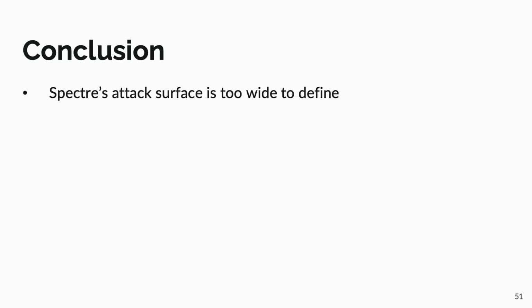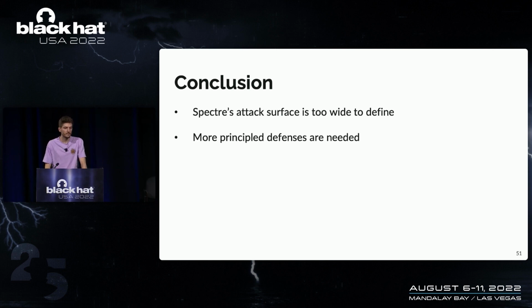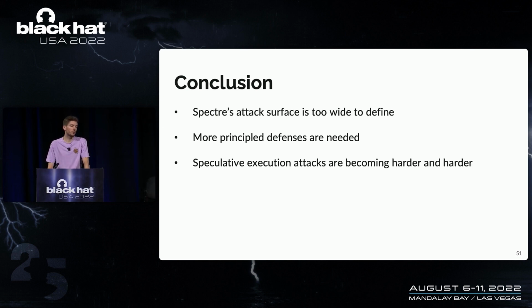To conclude, together we saw that the attack surface of these attacks is too wide to define. It's very difficult, even for us and the CPU manufacturers, to guarantee you are safe against this threat. And we do believe that we need more principled defenses because even after our attack, they released stopgap defenses. Like disabling eBPF, yeah, it's a good idea, but the bug is still there. Maybe someday another researcher will find another gadget, and we are starting from zero again.